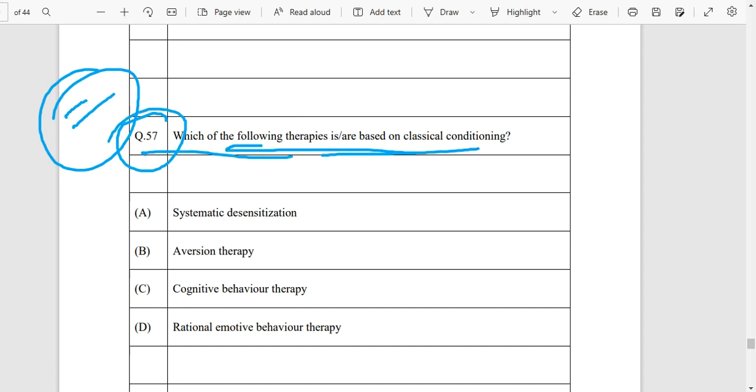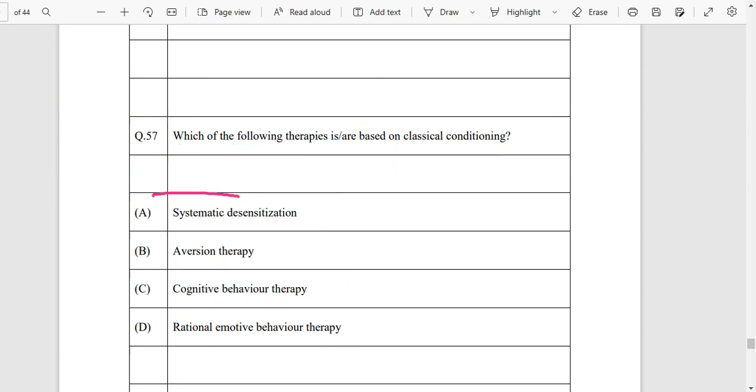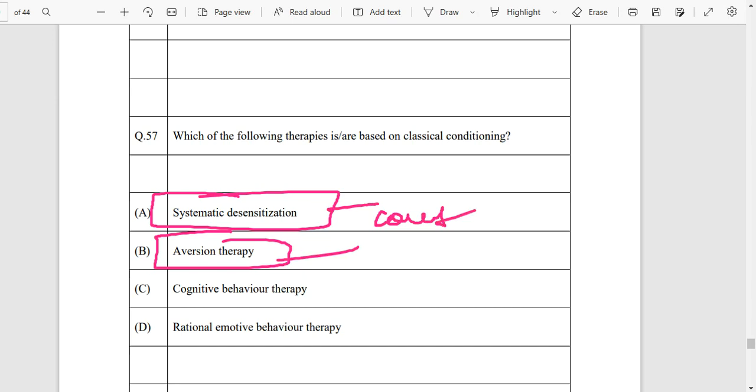Which of the following therapies is/are based on classical conditioning? So you have the options here as systematic desensitization, aversion therapy, cognitive behavior therapy, and rational emotive behavior therapy. So what should be the answer over here? A and B. Systematic desensitization and aversion therapy will be the correct answer for classical conditioning. Let's move ahead to the next question.